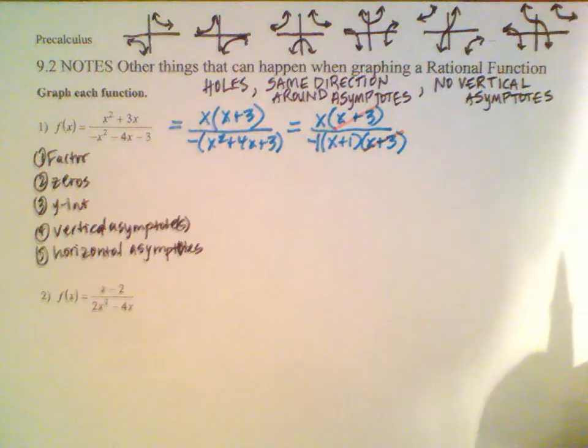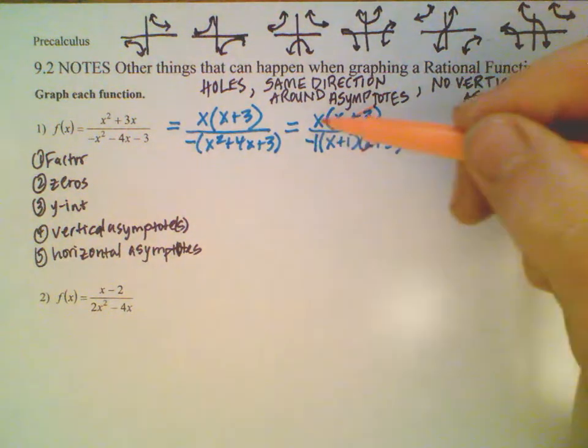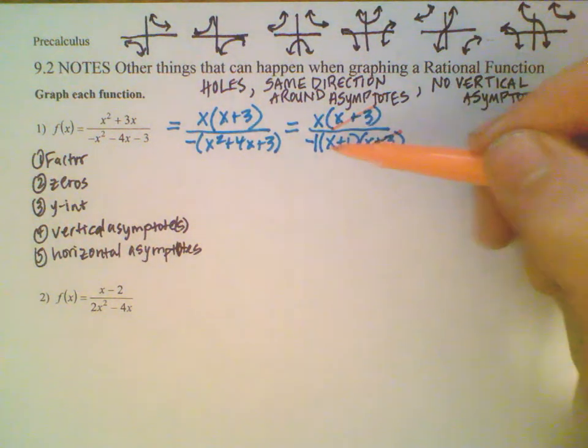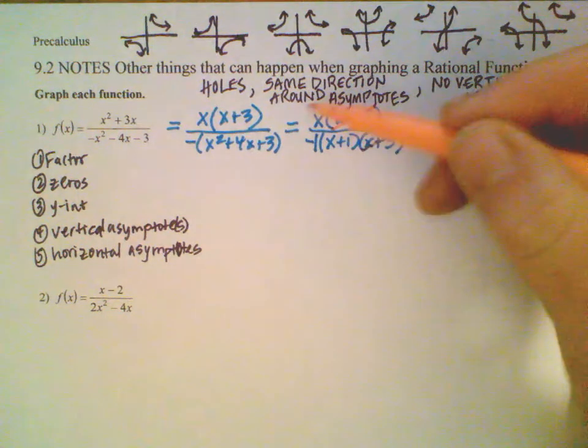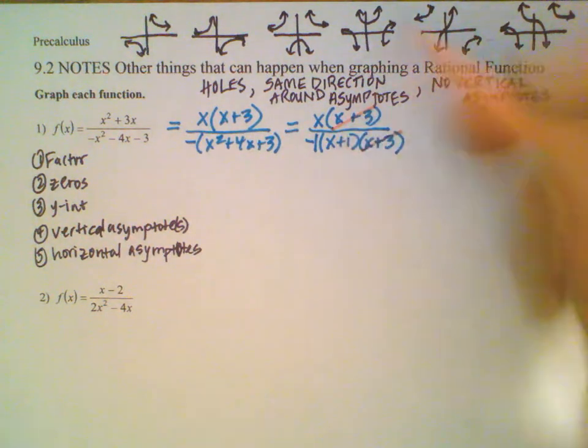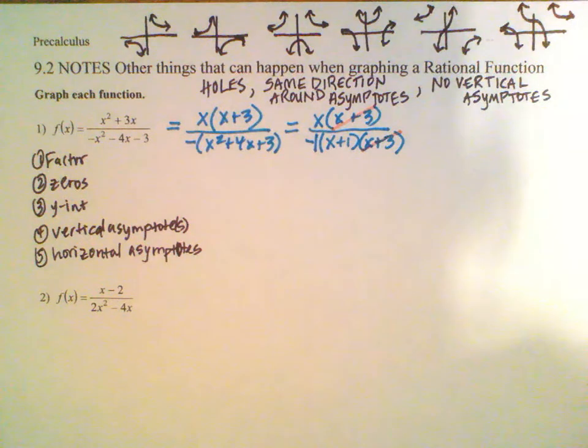And if they are identical quantities, remember I can't just cancel this x and this x in the x plus 1, because they are not identical quantities. That plus stops me from doing that. They have to be identical. So x plus 3 and x plus 3 are identical.